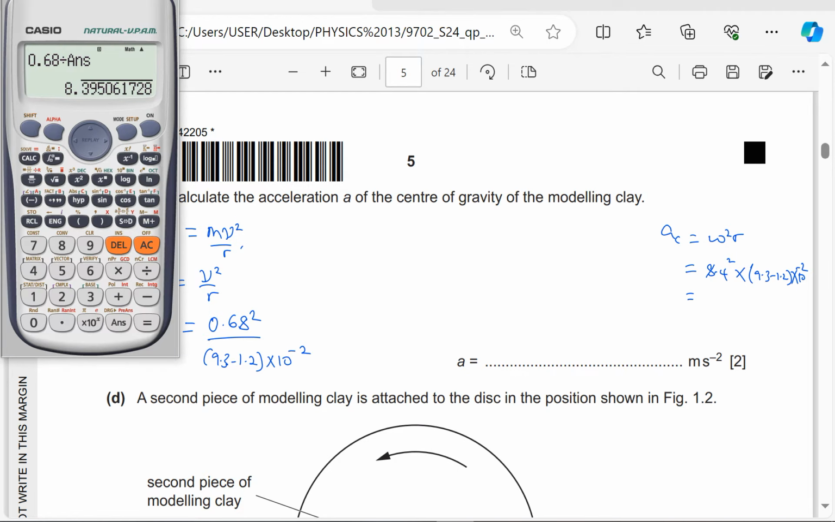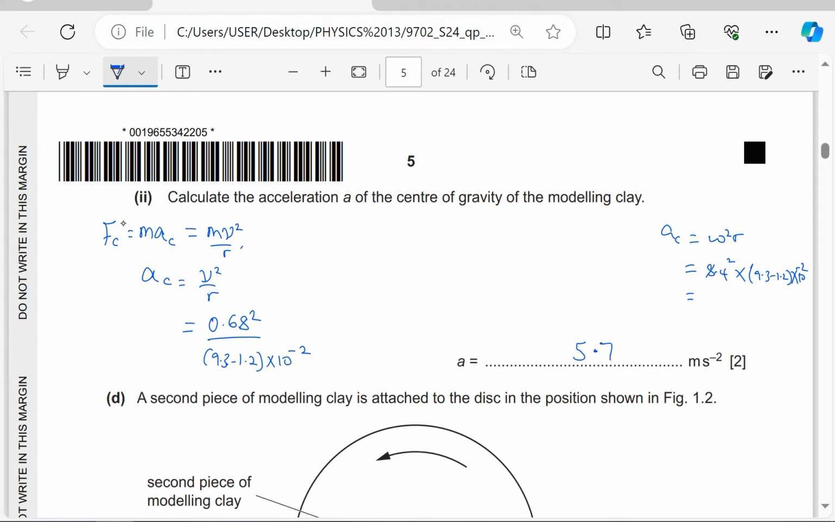So I have 9.3 minus 1.2, the answer times 10 exponent negative 2. Then I'll say 0.68 squared divided by the answer. So that is 5.7. So the acceleration here is going to be 5.7. I think it's the same answer here, 5.7. You can check this method too.